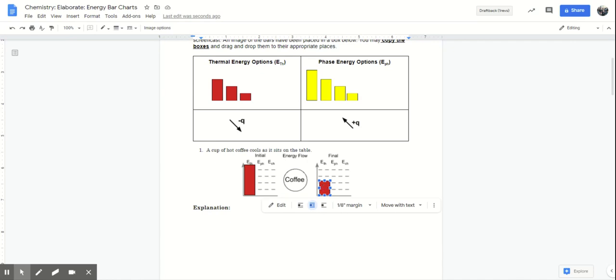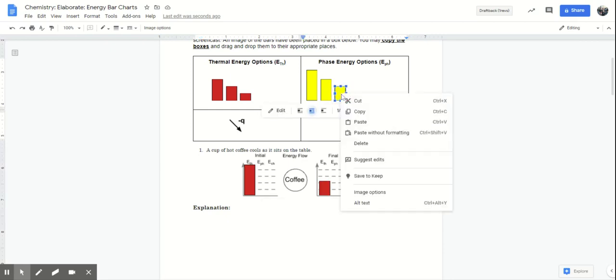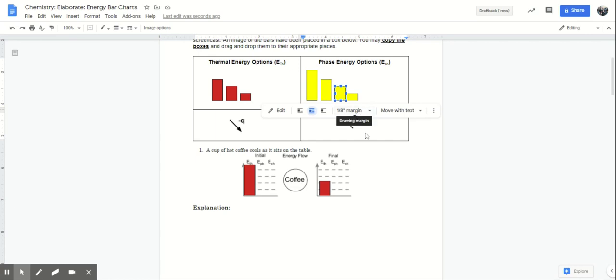Then I'm going to look at my phase energy. My phase energy here is going to be liquid. So we talked about this, that solid is going to be 1 bar, liquid is going to be 2 bars, and gas is going to be 4 bars. So we actually don't need the 3 bars, but I have coffee in the beginning, I have coffee in the end. So I have liquid in the beginning and I have liquid in the end.